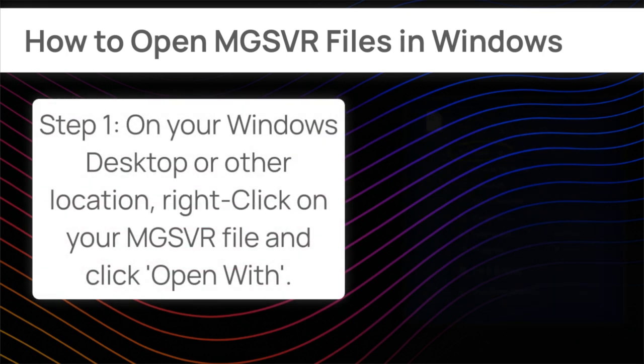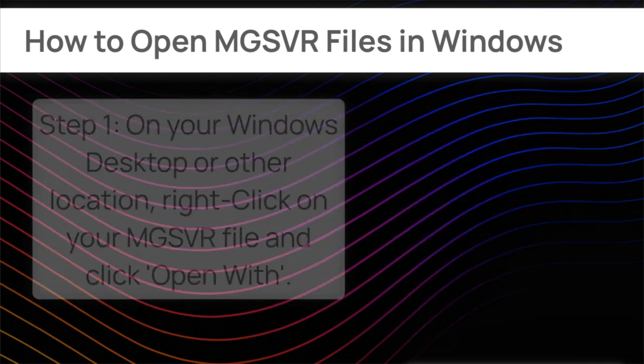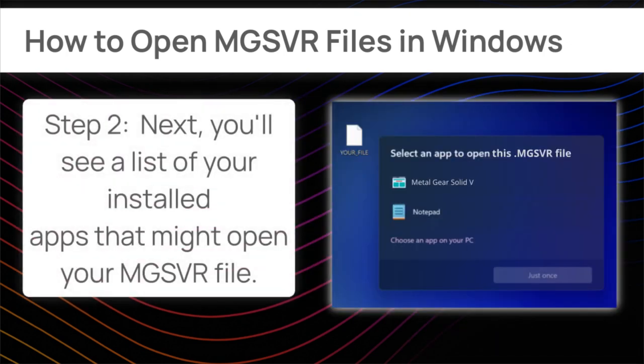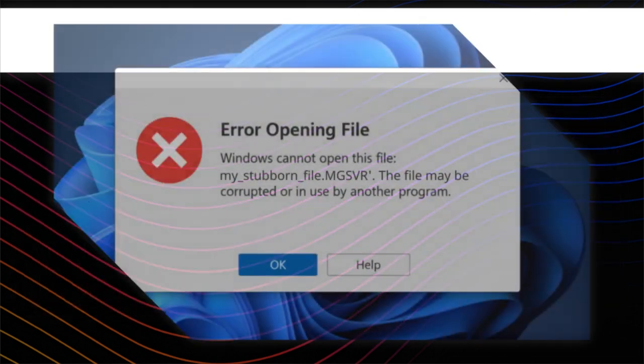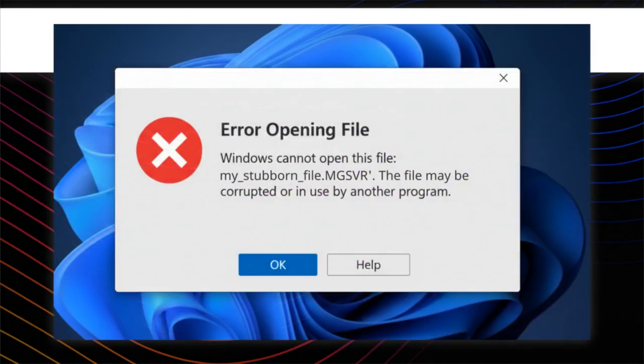Let's check which applications associate the file. Right-click your MGSVR file and click Open With. Test with Metal Gear Solid V if available. If not, just choose another program from the installed list and see if it works. If you still cannot open your MGSVR file, that is okay. We're going to solve this with a universal tool.